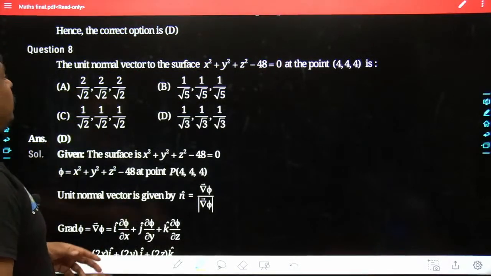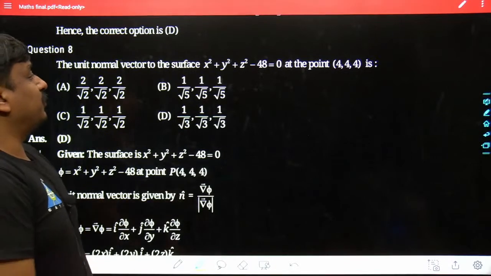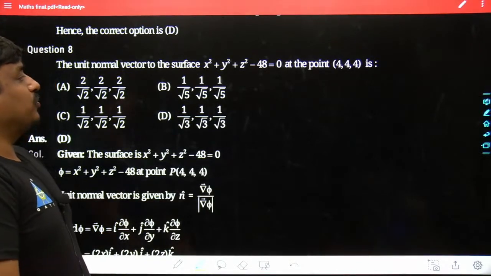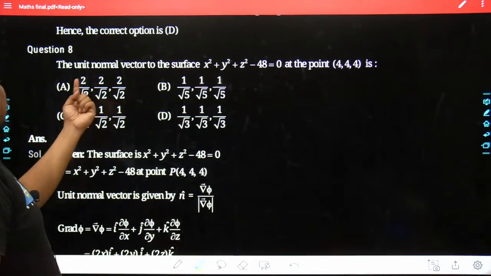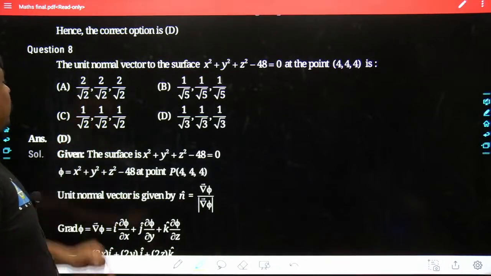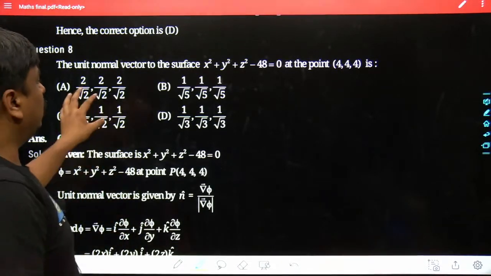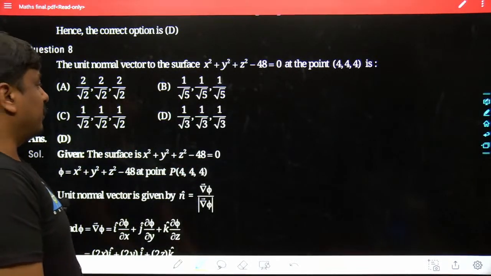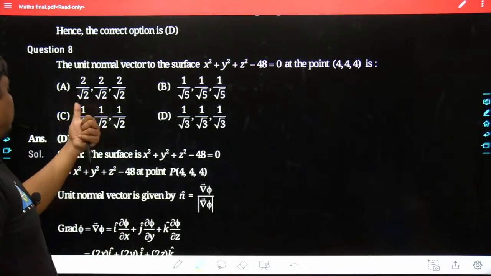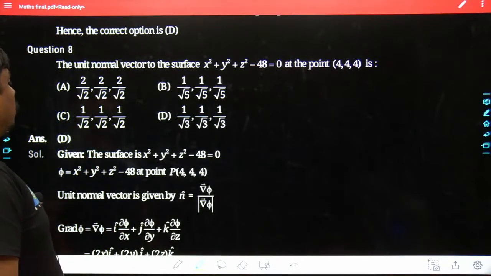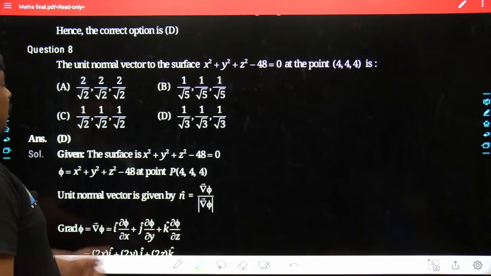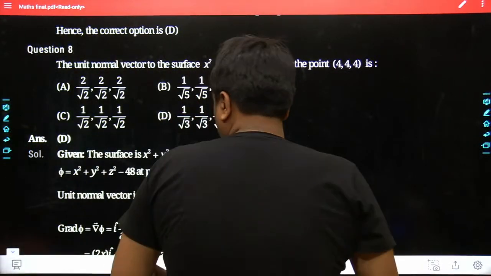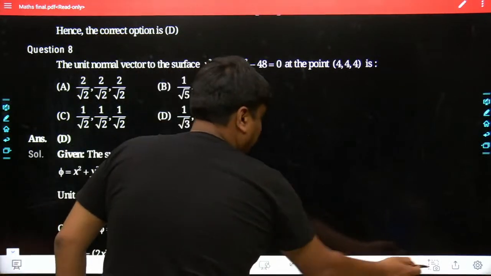The unit normal vector to the surface x square plus y square plus z square minus 48 is equal to 0 at the point (4, 4, 4). The options given were: option A, 2 divided by root 2, 2 divided by root 2, 2 divided by root 2; option B, 1 divided by root 5, 1 divided by root 5, 1 divided by root 5; option C, 1 divided by root 2, 1 divided by root 2, 1 divided by root 2; and option D, 1 divided by root 3, 1 divided by root 3, 1 divided by root 3. For better understanding, I will bring this problem into the working board.